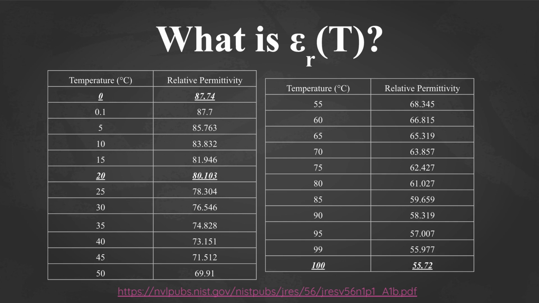On this slide, we have shown the values we have taken from the dataset provided by the article. For instance, at 0 degrees Celsius, the relative permittivity is 87.74. At 20 degrees Celsius, the relative permittivity is 80.103. And at 100 degrees Celsius, the relative permittivity is 55.72. In this diagram, we can see that there is a huge change from 0 degrees Celsius to 100 degrees Celsius, which makes our results a lot more noticeable. Once again, the link is at the bottom of the screen.